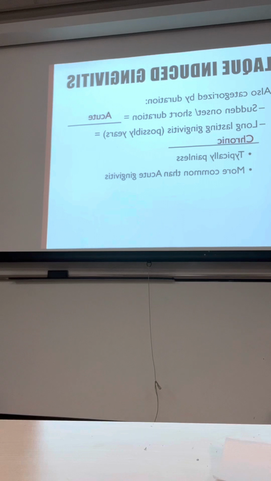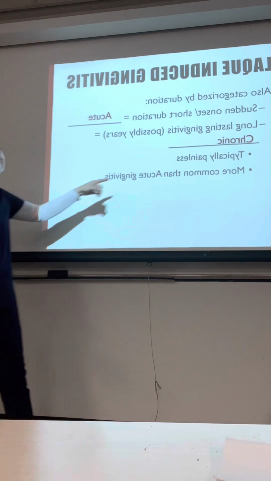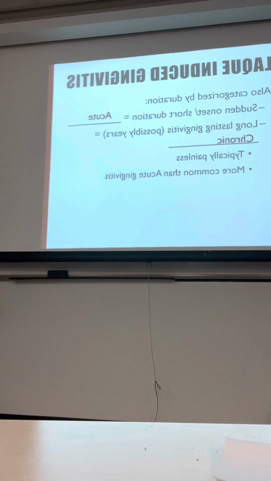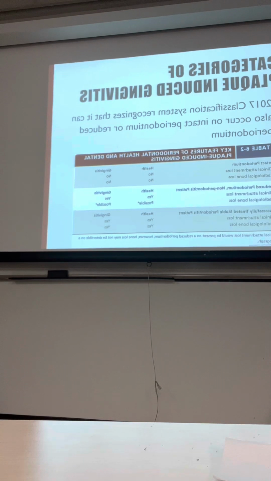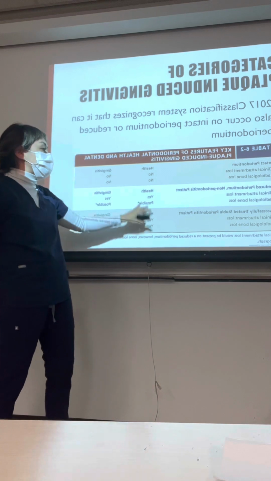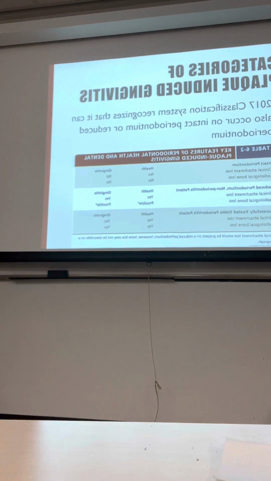Okay, we touched briefly on this last week, I believe. When we're talking about acute versus chronic, we know acute is short and the onset is sudden, whereas chronic is going to be long lasting, characterized by usually no pain, and this is usually more common than acute gingivitis. Okay. This is just an FYI, I wouldn't worry too much about this, but this is just comparing health versus gingivitis and what to see when it comes to the periodontium.